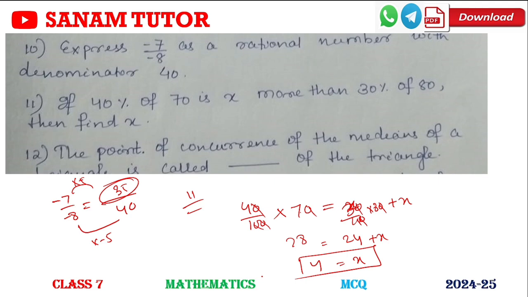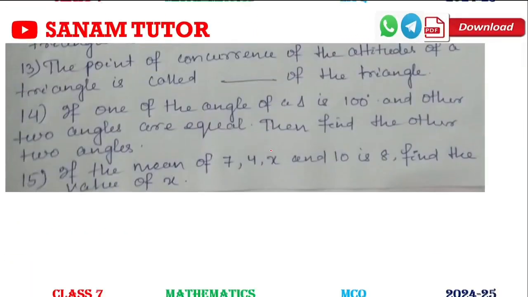The point of concurrence of the medians. Median means centroid. Centroid. Okay, now the point of concurrence of the altitudes. Orthocenter.